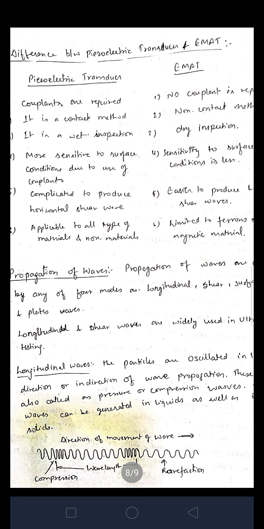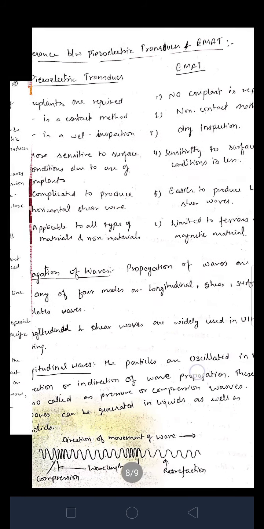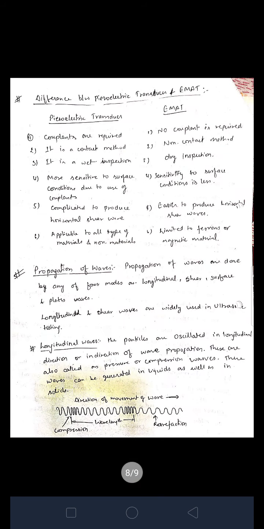Longitudinal and shear waves are widely used in ultrasonic testing. Okay, but how many types of wave propagation are there? There are 4 types: longitudinal wave, shear wave, surface wave and plate wave. But mostly longitudinal and shear waves are widely used in ultrasonic testing, right? In longitudinal waves, the particles are oscillated in the longitudinal direction.